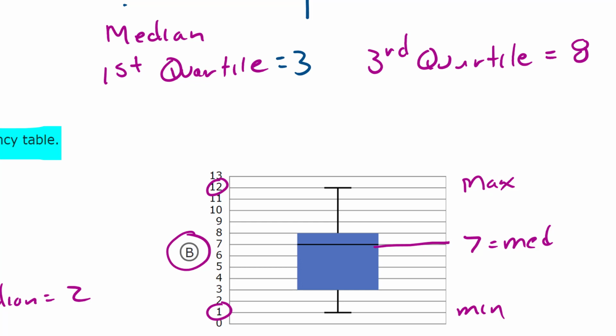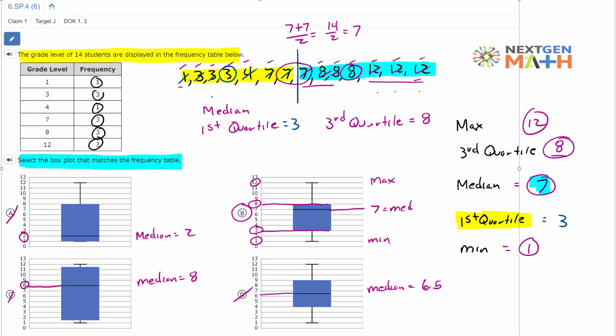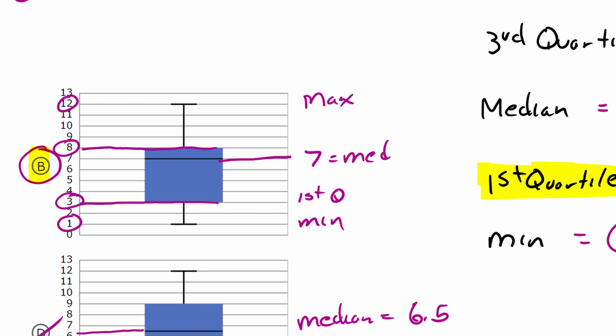Now let's look at the 3rd quartile of 8. The 3rd quartile, that's the top of the box. There's 8. That works. And the first quartile is right there. It takes us to 3, which is what we determined earlier. So the answer to this problem is B. And just to clarify, this is the first quartile, and this up here is the 3rd quartile.